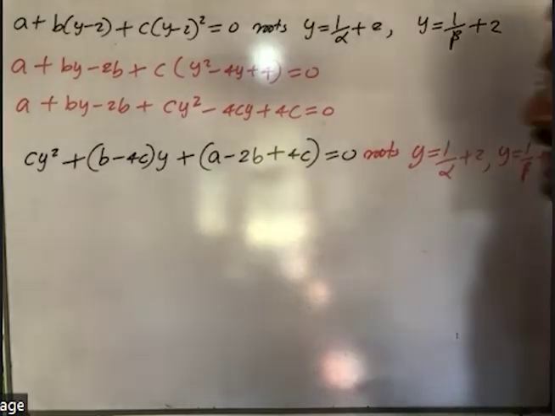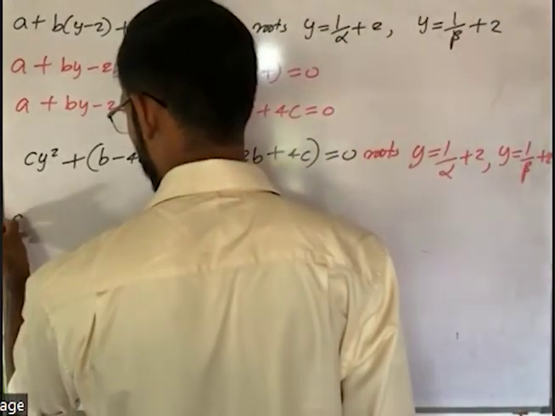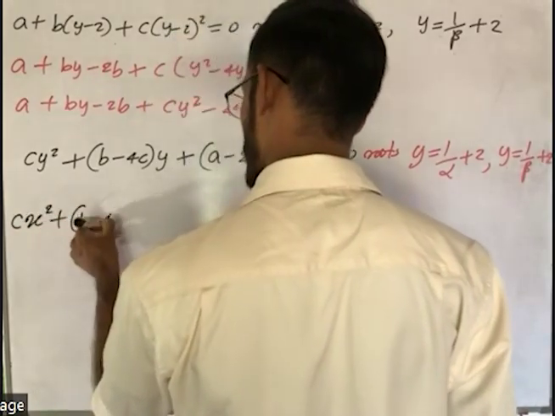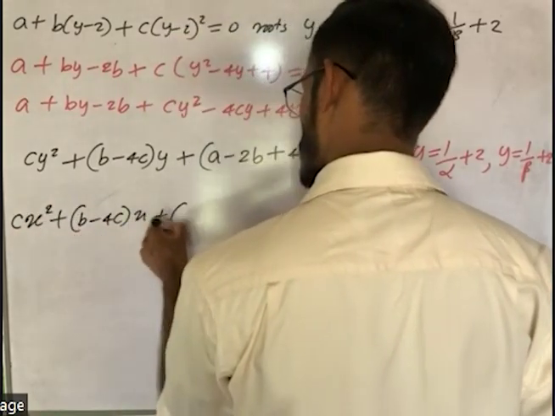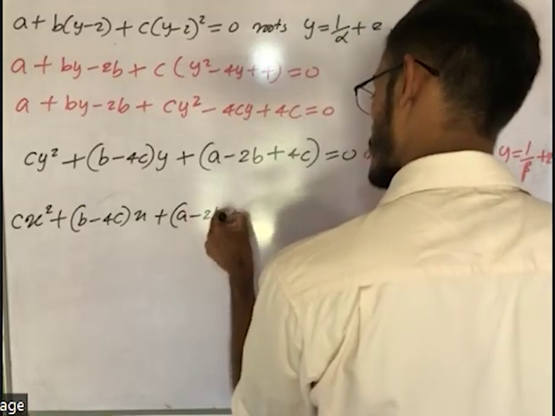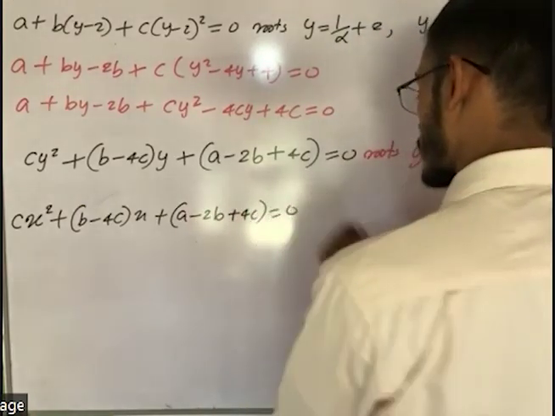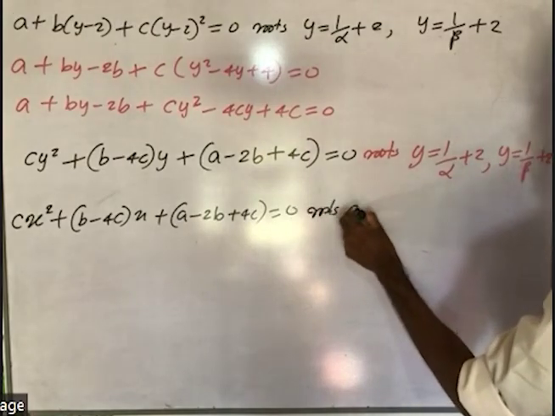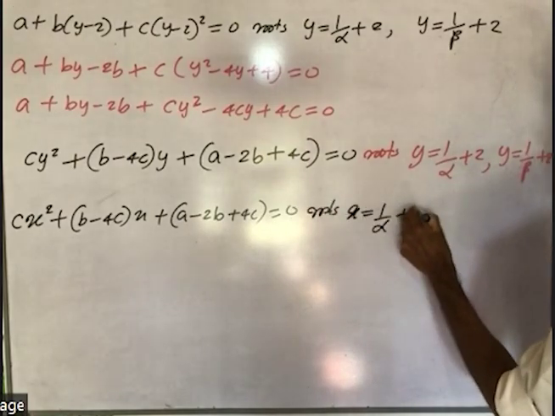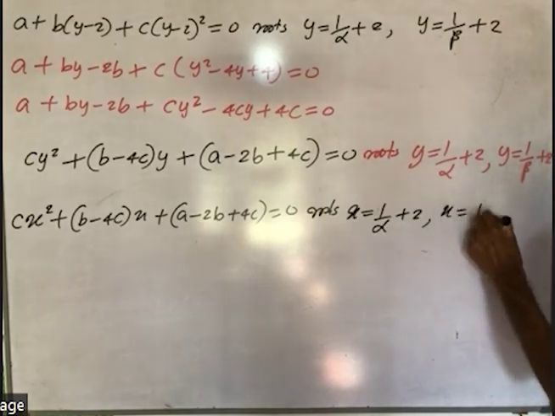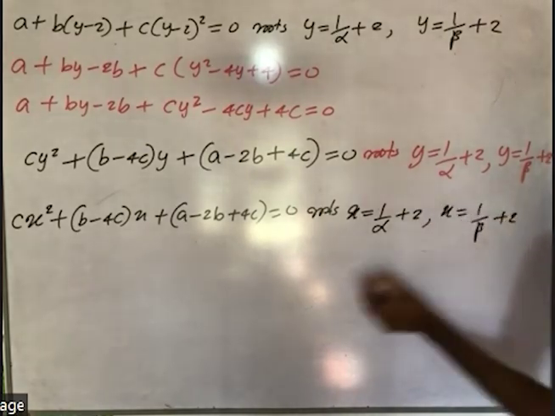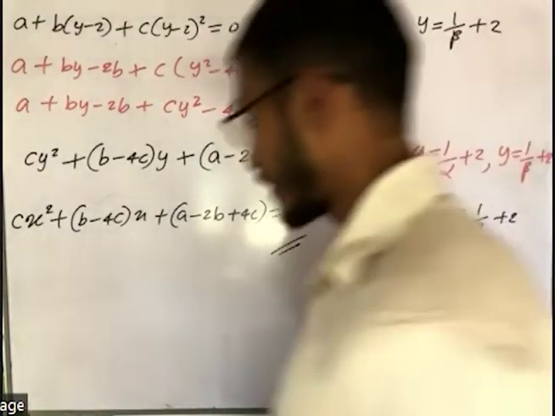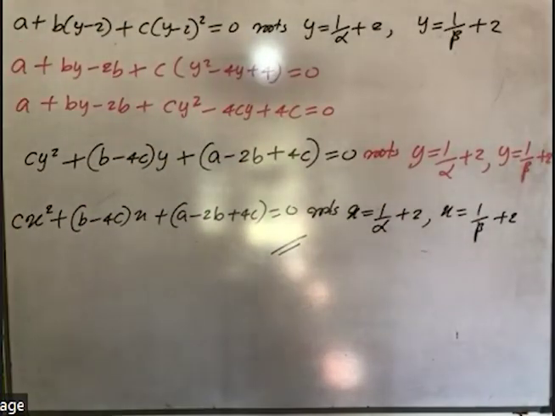Right. So we can write down using x, without using y. So cx squared plus (b minus 4c)x plus (a minus 2b plus 4c) equal to 0. Right. Here roots, x equal to 1 over (alpha plus 2), here x equal to 1 over (beta plus 2). That is the final answer. Right. So I think now you have understood this part.